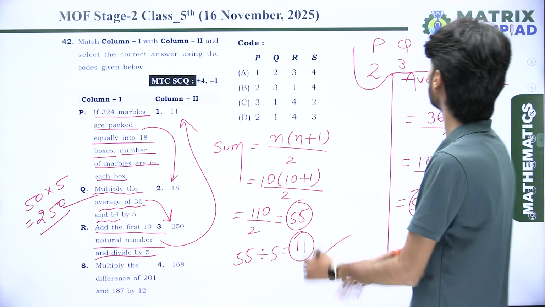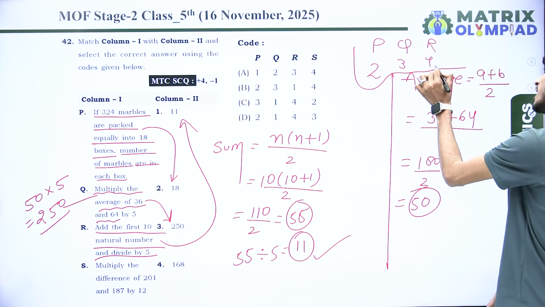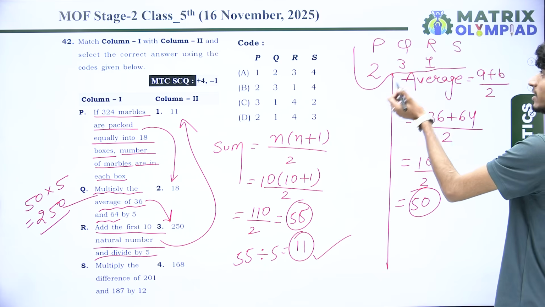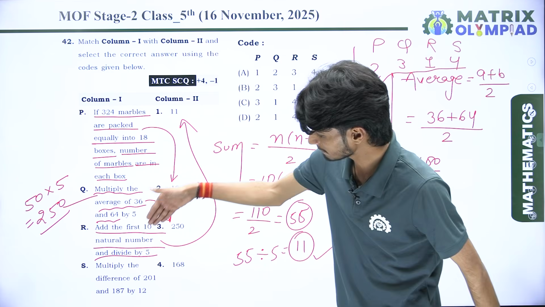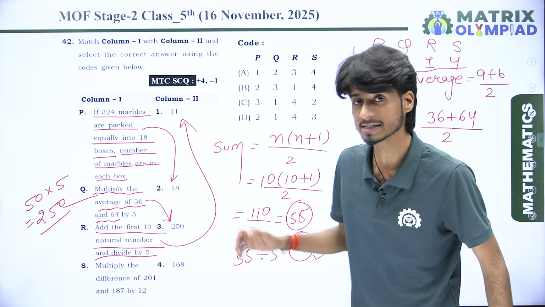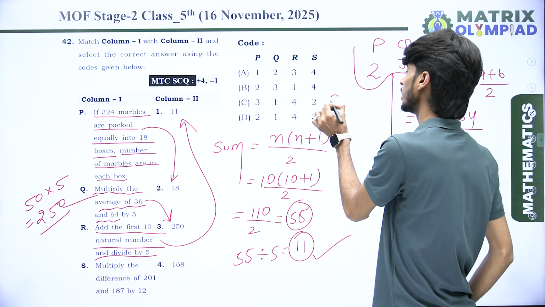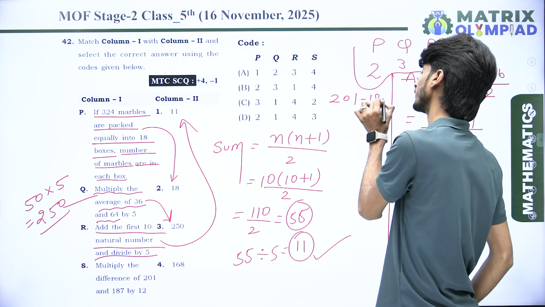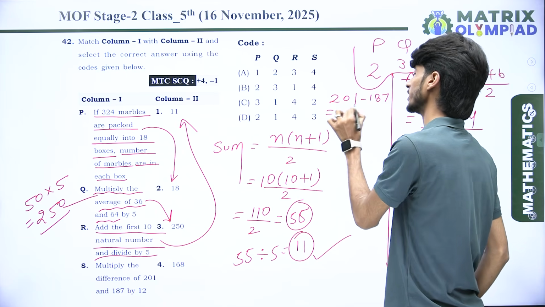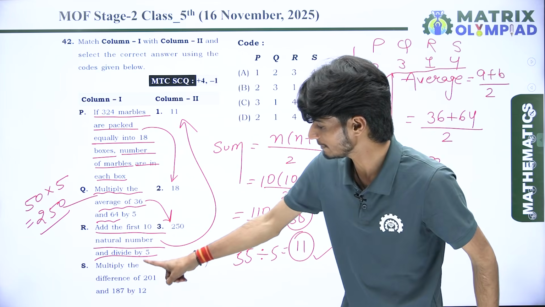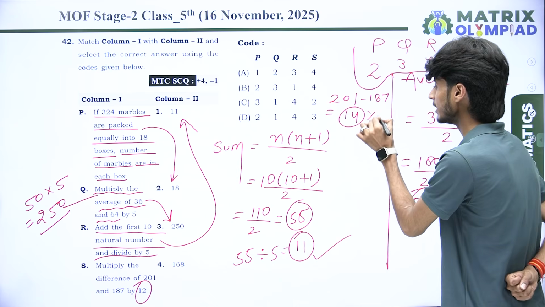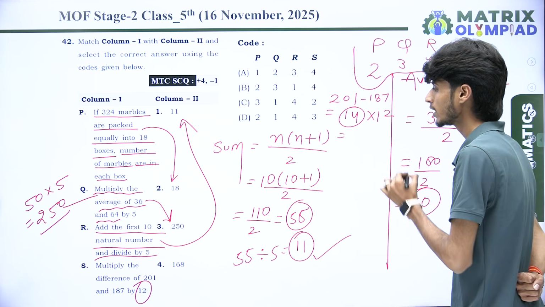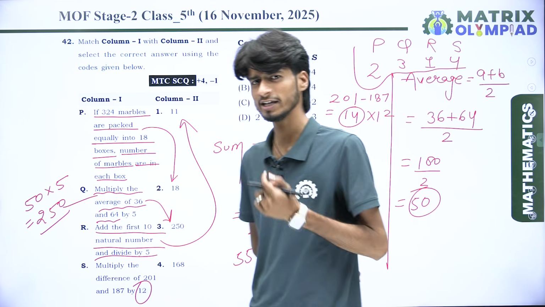So that means R meets with first. And indirectly we say that S meets with 4. Let's see. Multiply the difference of 201 and 187. First of all, find out the difference of both of them, which is equal to 14. Yes or no? And multiply it by 12 according to the statement. So whenever you multiply it by 12, then 12 4s are 48.